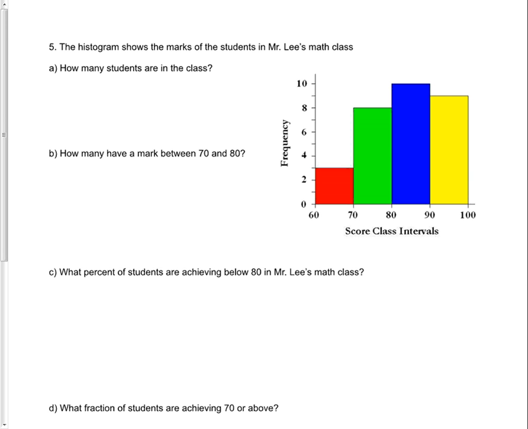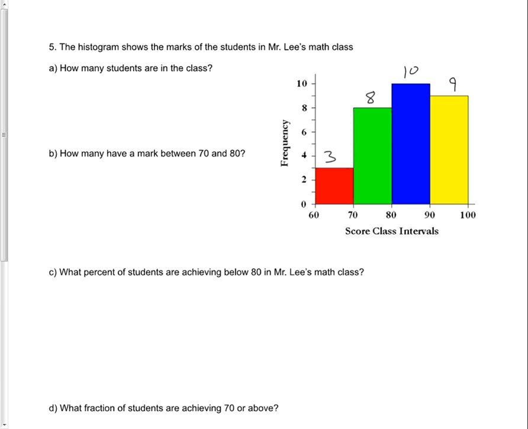Question 5a says, how many students are there in the class? Each one of these four vertical bars indicates a certain number of students that fall into these mark categories. There are, in this case, 3 students that are achieving a mark of between 60 and 70%. I don't know exactly what the mark is, but I know that there are 3 students getting somewhere between 60 and 70%. Between 70% and 80%, there are 8 students. Between 80 and 90%, there are 10 students, and between 90 and 100%, there are 9 students.